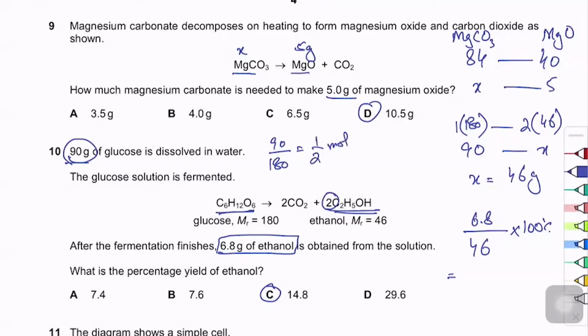Now use mole ratio. 1 mole produces 2. So if 1 produces 2, half will produce 1, right? Or just cross multiplying, you'll get X equal to 1. So 1 mole ethanol is 46 grams. That's the whole definition of what MR is. MR is the relative mass of 1 mole of that thing compared with carbon 12, right? So there you go. 46 grams is what's going to be produced. 6.8 is what actually got made. So 6.8 over 46 and 100%.